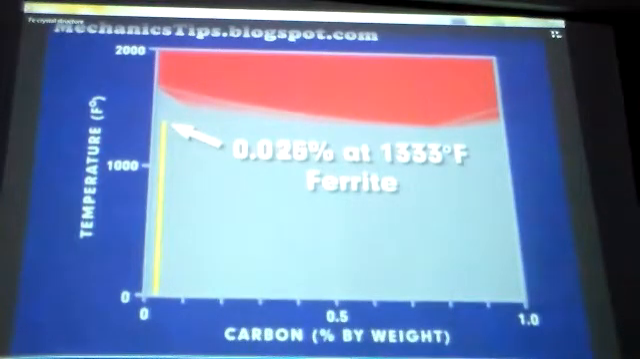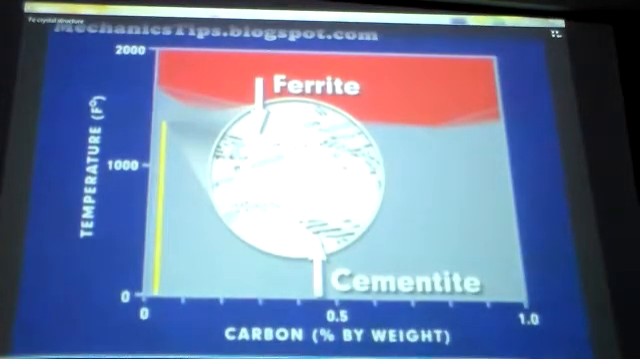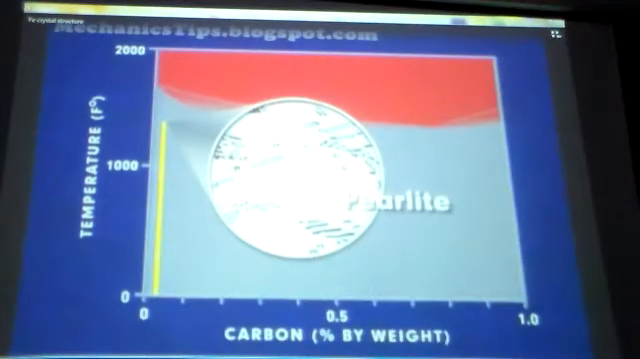Ferrite can retain only 0.025% carbon at this temperature. So to accommodate the carbon in excess of this amount, the remaining austenite transforms to a mixture of ferrite and cementite in alternating thin plate-like layers. This structure is referred to as pearlite. At room temperature, the steel is mostly ferrite with patches of pearlite.